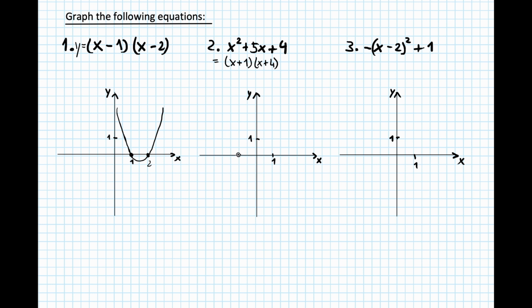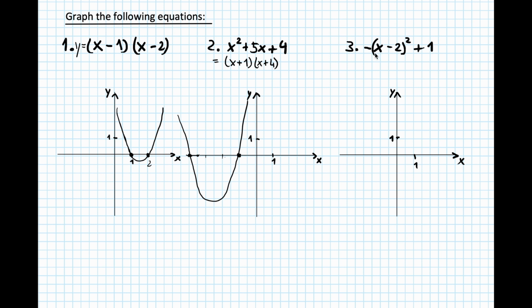So the first intersection is here at -1, and the second one will be at -4. So 2, 3, 4. -4. And because we also don't have a negative in front, again, this will be facing upwards, and will look something like this. That's our final parabola for number 2.